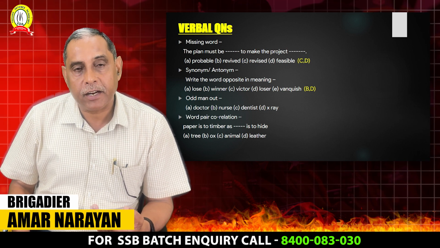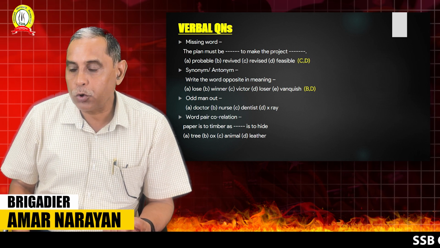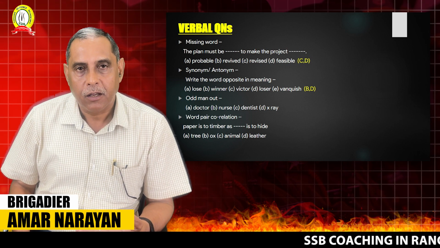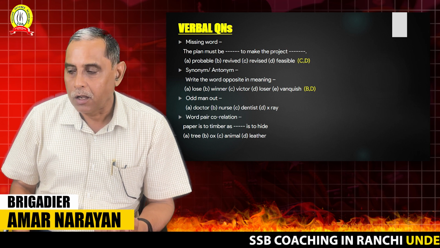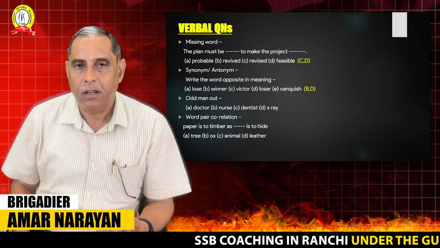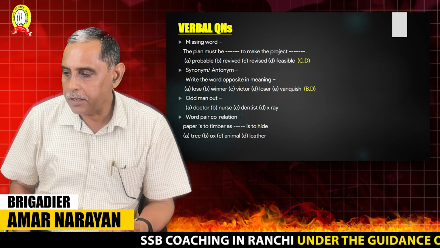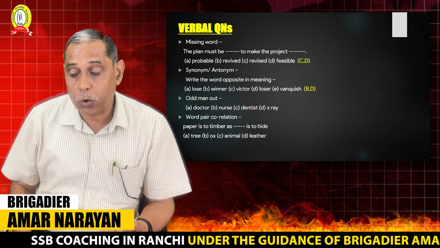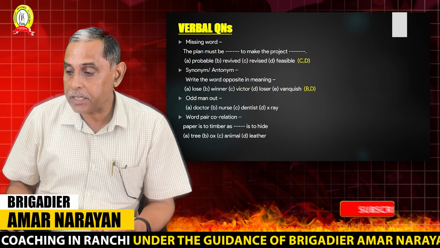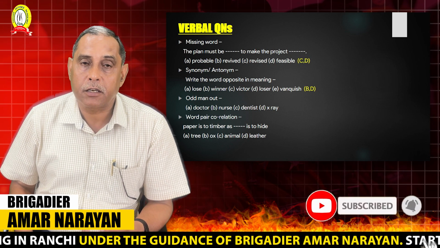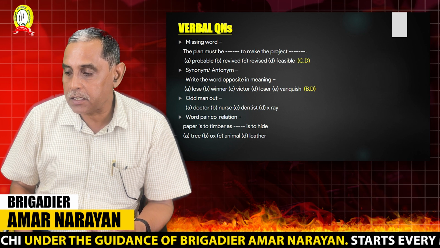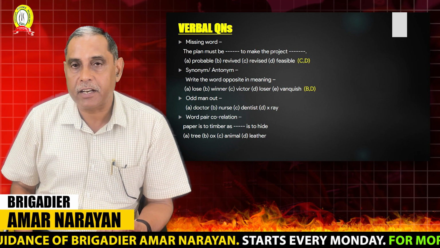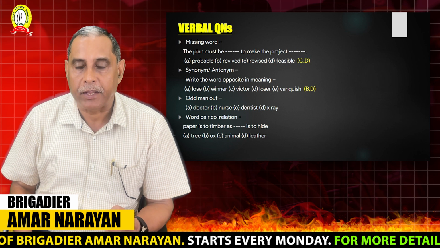Okay. Now the second type could be questions on synonyms and antonyms. So an example could be: write the word opposite in meaning, and the question has got the options of lose, winner, victor, loser and vanquish. So the correct answer is winner and loser. These are the antonyms of each other. The third type could be an odd man out. So for example, in this question that you see on the screen, a set is given as doctor, nurse, dentist and X-ray. Clearly the answer is X-ray because all the other 3 are human beings.